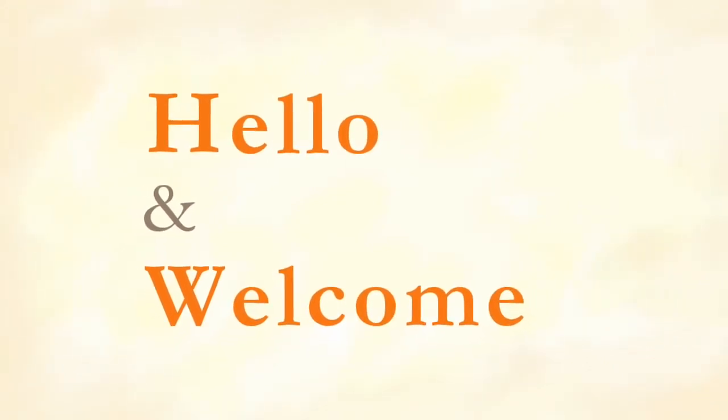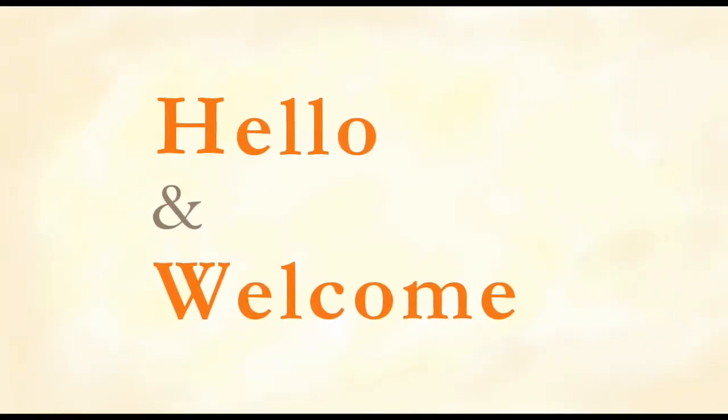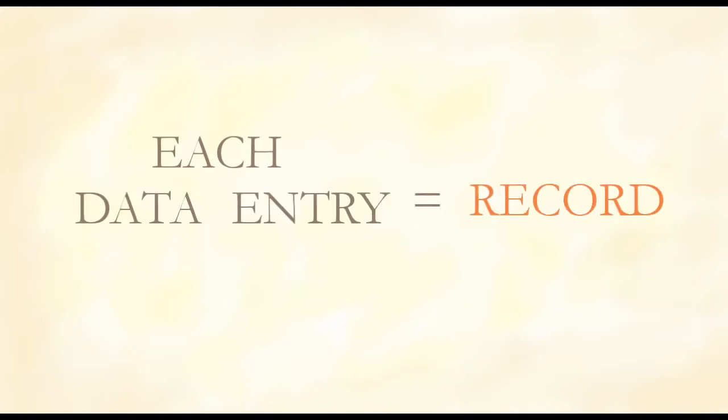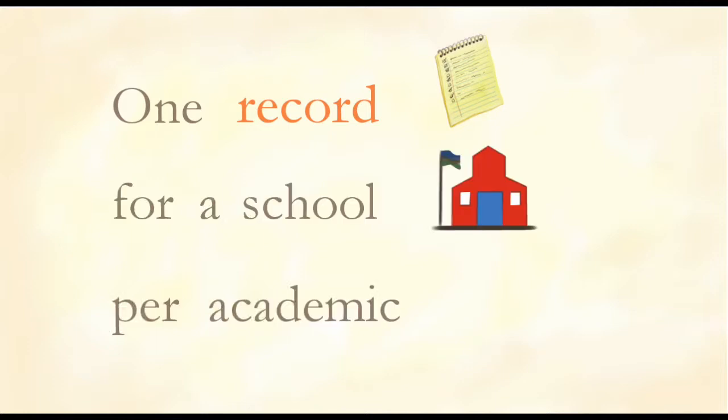This is a continuation of the School Addition tutorial and will guide you through the process of entering sustainable practices data to a school for the first year. An important point to note is that each data entry is referred to as a record, and you need to add a record only once for a school per academic year.